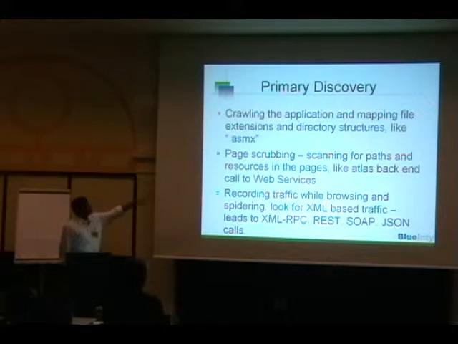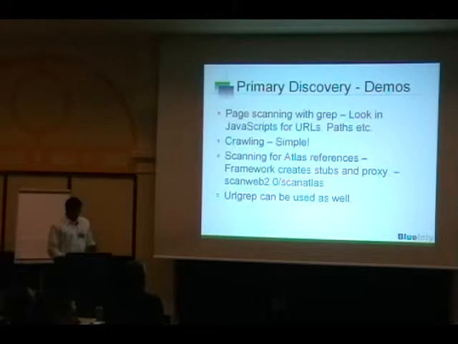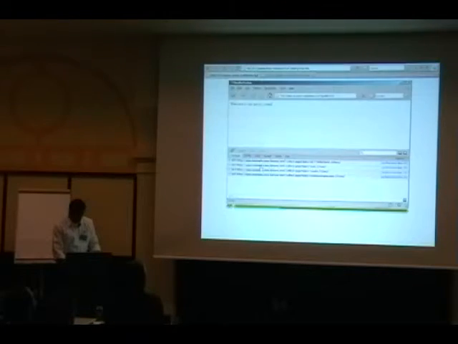For primary discovery, we are crawling the application and looking for .asmx. For page scrubbing, scan the page and look for paths like we did in Atlas. Record traffic and look for XML-RPC, REST and SOAP based JSON calls. The techniques we are using are page scanning with grep, then simple crawling, scanning for Atlas references, where you can use a scan for Atlas, and finally URL grep. So let me quickly show you one or two of them.